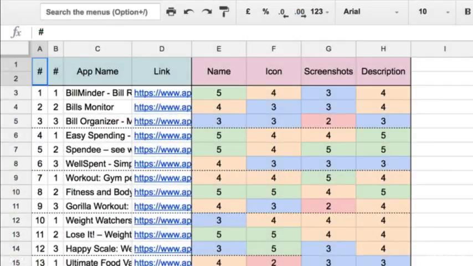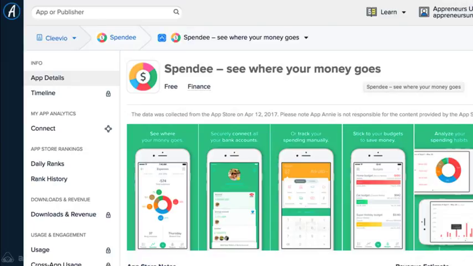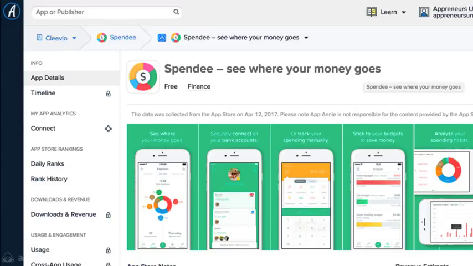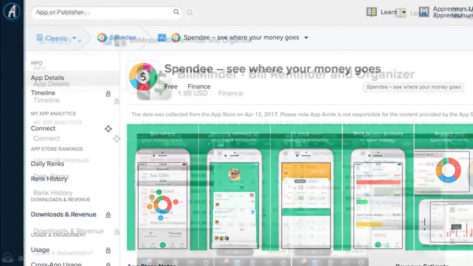But take a look at Spendy. This app is from the expense tracking niche. Along with the unique name Spendy, they have a description that declares what problem they solve: See where your money goes. This is a great approach, but if it contained keywords, it would be even better.